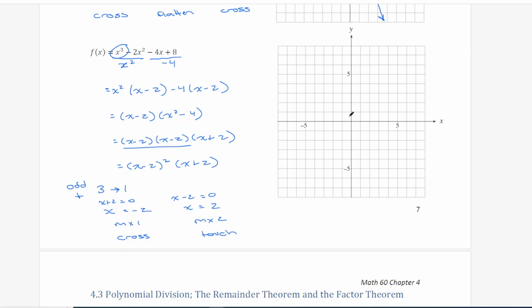So the graph is going to cross and touch. So now let's plot them. So an x-intercept of negative 2 and x-intercept of 2. I'm going to get my graph to start in quadrant 3. It's going to magically end in quadrant 1. And I'm going to cross through this x-intercept, and then I'm going to touch at this x-intercept. And I've got my graph.